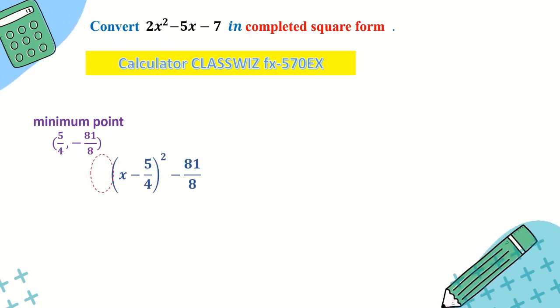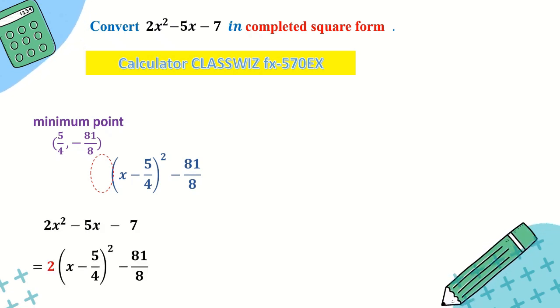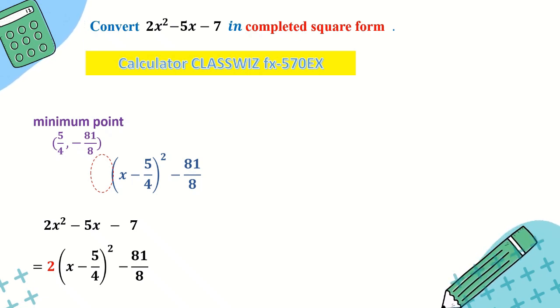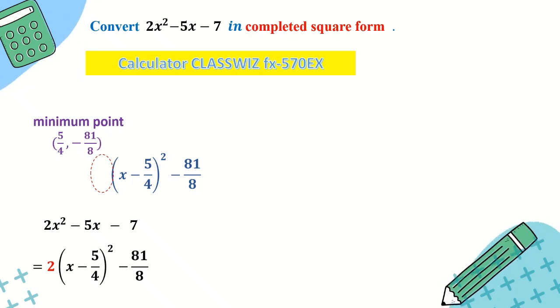But we notice that the original quadratic has 2x squared and this one only has x squared. Now what you can do is simply put a constant 2 in front of the bracket, and then they are the same as the given quadratic in completed square form. Don't you think that it is very easy?